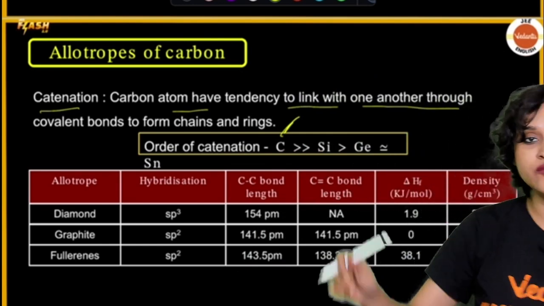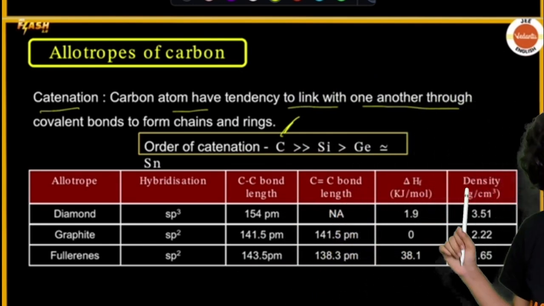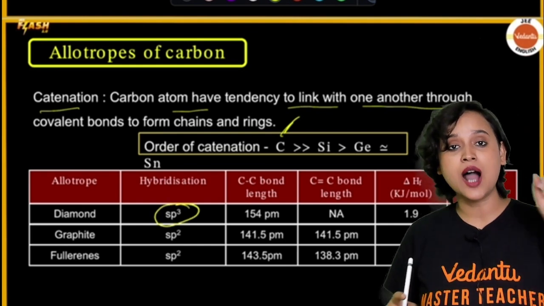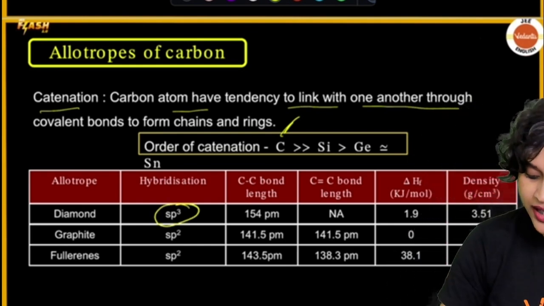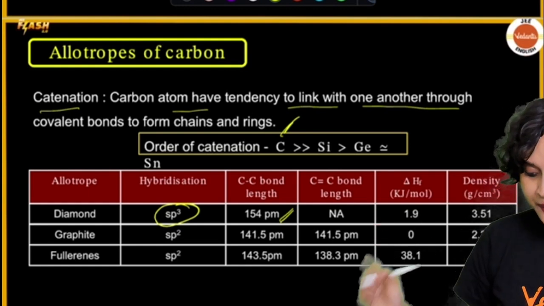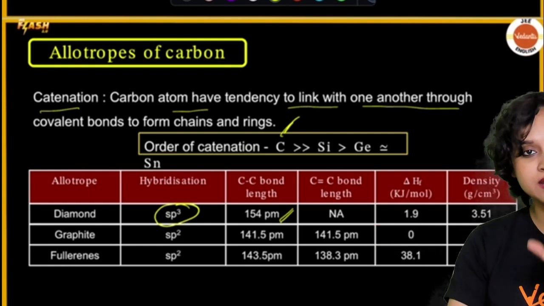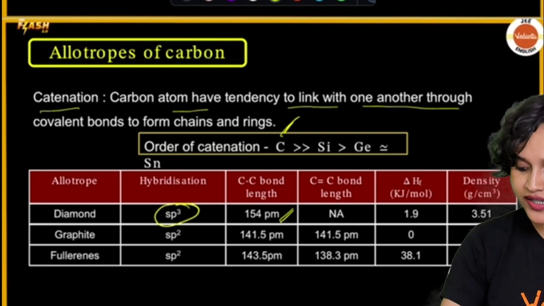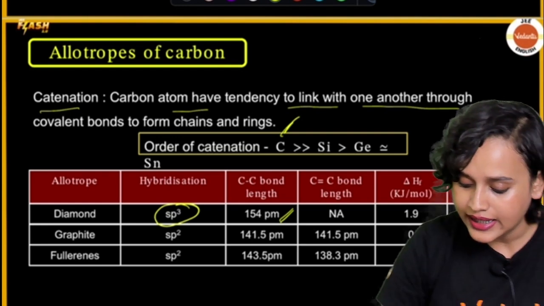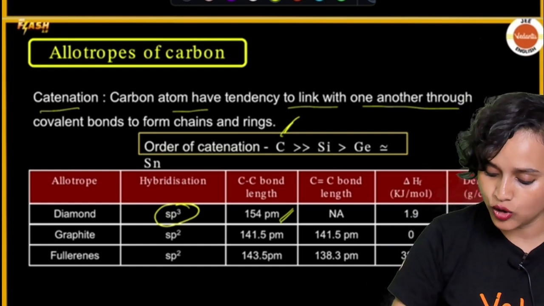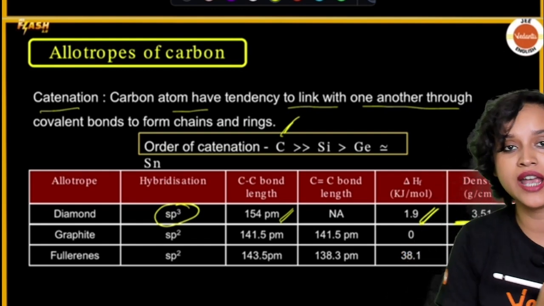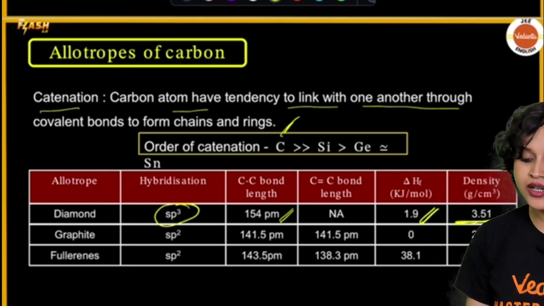Now we are coming to the allotrope part. Diamond is an allotrope of carbon, and here the hybridization is sp3. The carbon-carbon bond length in diamond is 154 picometer. The C=C bond length is not available in diamond, since you do not have a C=C double bond. The delta Hf, kilojoule per mole, is 1.9, and the density of diamond, as you can see, is much higher, 3.51.